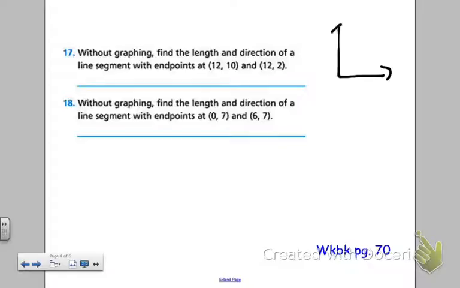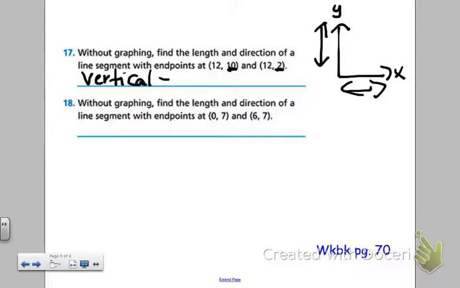If it helps, think about the coordinate plane. You know that the y-axis is the vertical line and the x-axis is the horizontal line. So here, since our y coordinates are different, I know that this is going to be a vertical line, and I can subtract those y coordinates. 10 minus 2, it's going to be 8 units long.